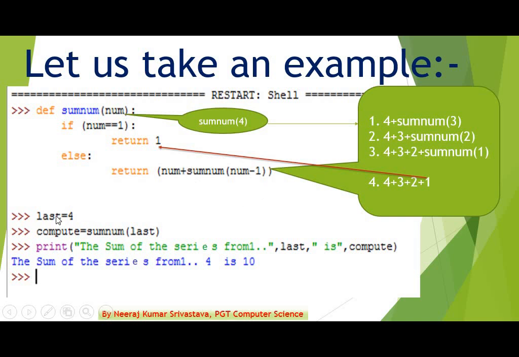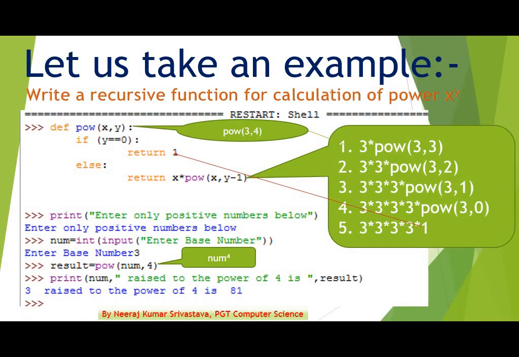It works like this. If you pass the number 4 to this function, then 4 plus sum number 3, this is a recursion. Sum 3 will happen: 4 plus 3 plus sum number 2, this is again recursion. 4 plus 3 plus 2 plus sum number 1, and sum number 1 returns 1. Now 4 plus 3 plus 2 plus 1 is 10, hence the result will be 10, and recursion stops.